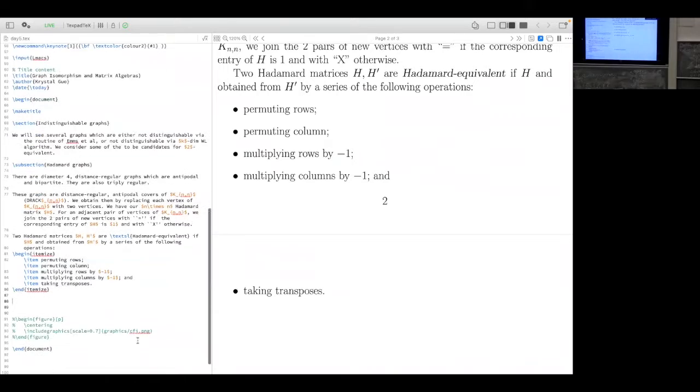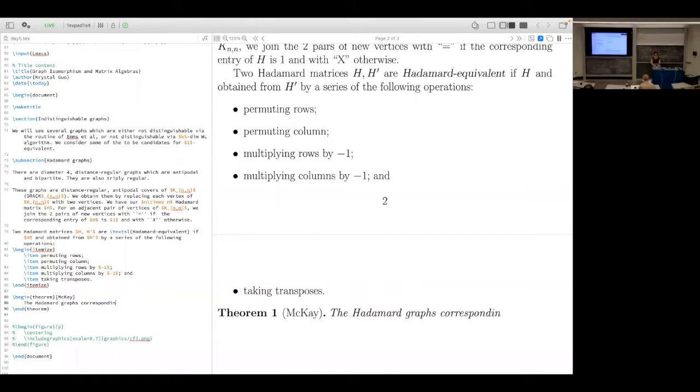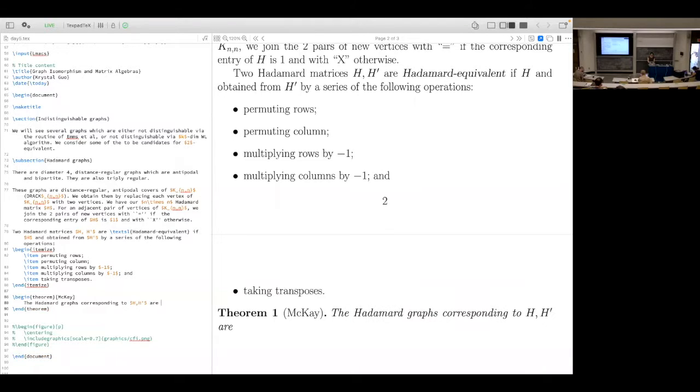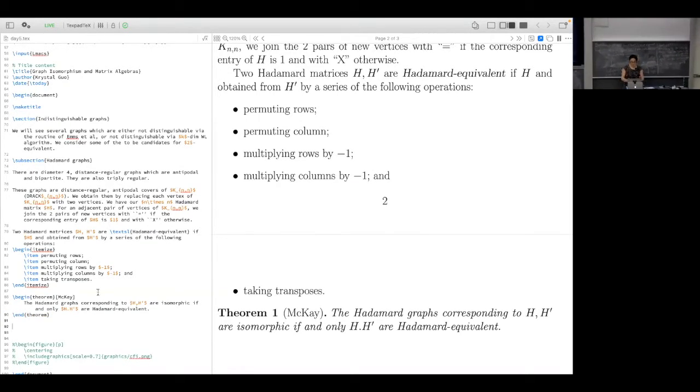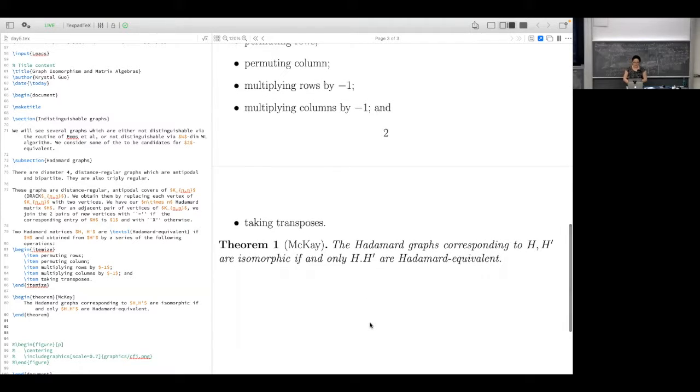There is a theorem of Brendan, from a very early paper, probably when he and Chris were office mates and PhD students, that the Hadamard graphs corresponding to H and H prime are isomorphic if and only if H and H prime are Hadamard equivalent. It is ongoing work that we have slightly paused, because we wanted to do this matrix algebra approach instead, and also it was very time consuming.